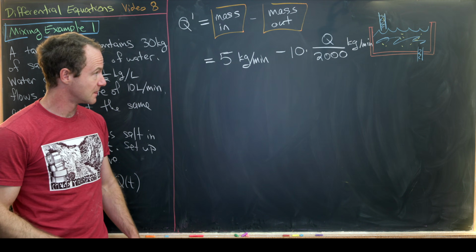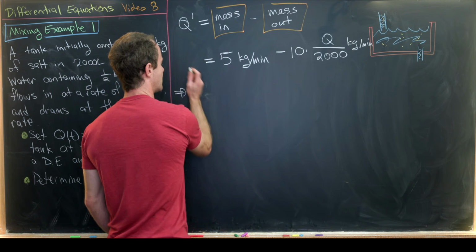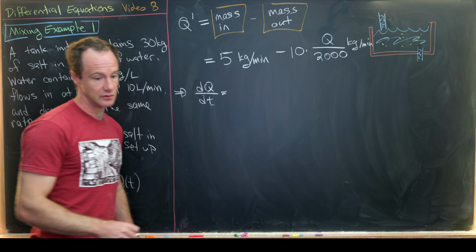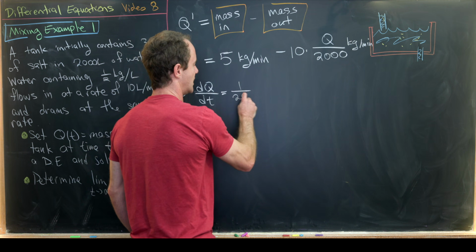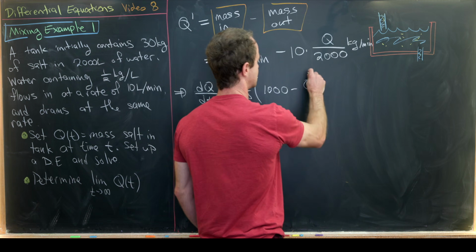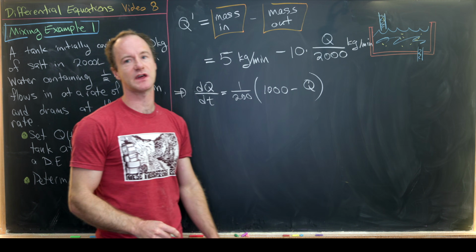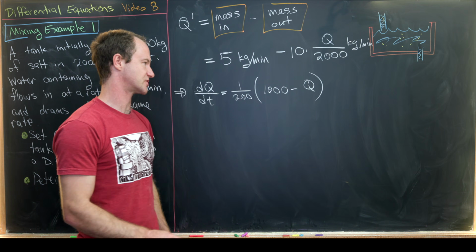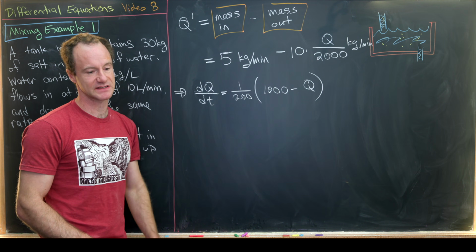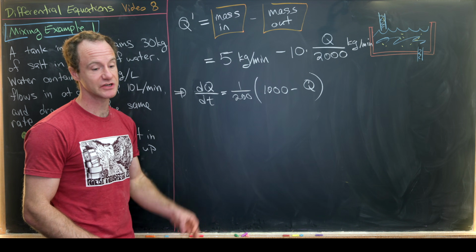Okay, nice. So now we can do a little bit of simplification, and that'll give us Q prime, or maybe we'll call it dQ by dt, is equal to 1 over 200 times 1,000 minus Q. So that's just from canceling this 10 and this 2,000 down to 1 over 200 and then factoring out. But when we factor out, we multiply this 5 by a 200, giving us 1,000. Now that's a separable differential equation. And in fact, we also have an initial condition.